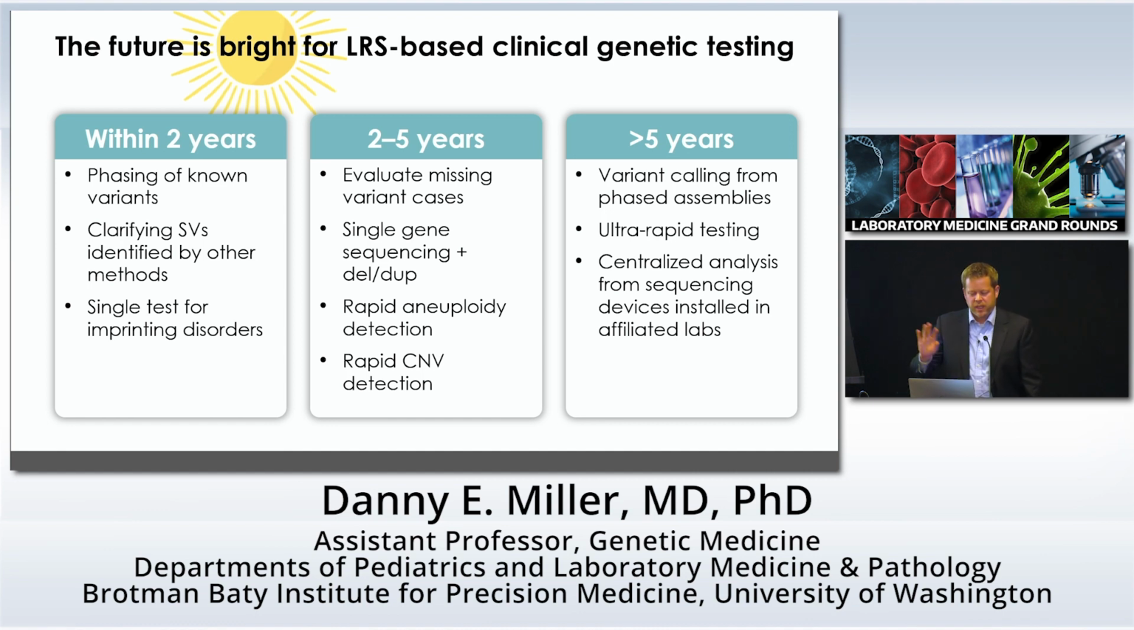And then, of course, kind of more long-term, a little bit more pie in the sky, thinking about using long reads to do variant calling from phased assemblies. That will simplify a lot of these challenges we have with identifying things like that deletion that I showed you in that kiddo with hypofibrinogenemia. Ultra-rapid testing, of course, like how quickly can we turn these around? Can we get to the point where a team admits someone in the morning and they get the genetic testing results by the afternoon? I think with this technology, we can get to that point.